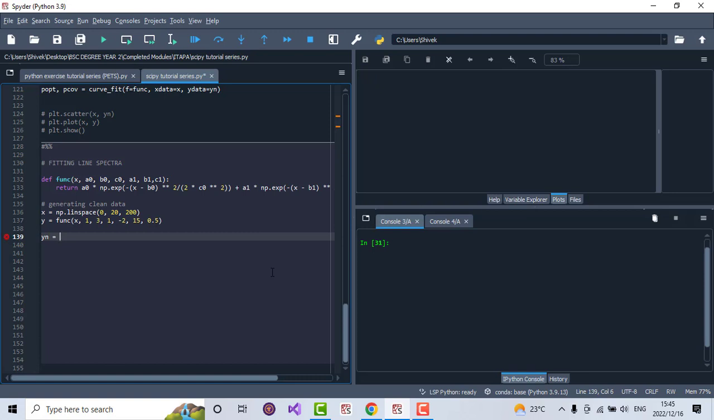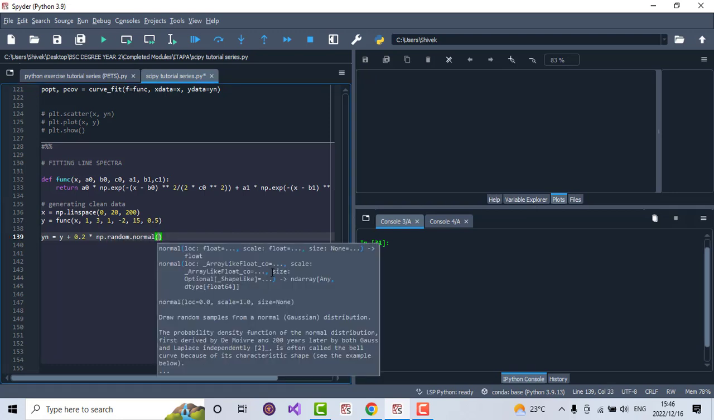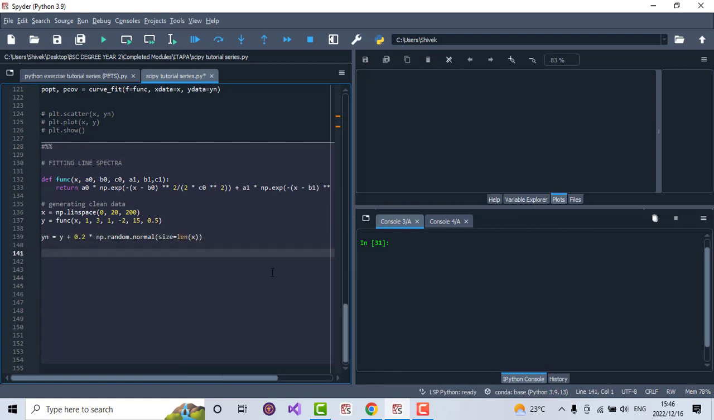To introduce variance into the data points, what we can do is the exact same procedure as before. I will add, let's say, 0.2, and then I can multiply, suppose by numpy.random.normal, and within this I will say size is equal to the length of x.